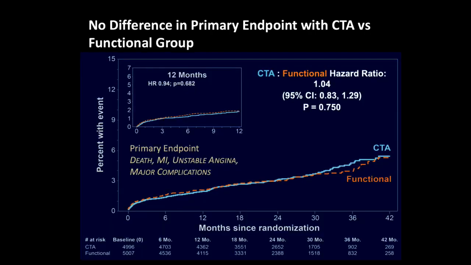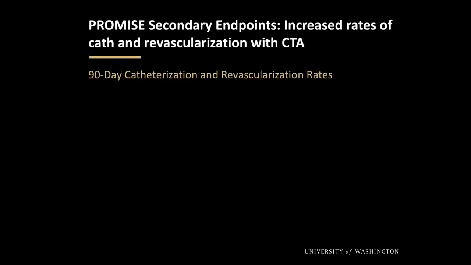So what did they find? Well, they found no difference in the primary endpoint, which was death, MI, unstable angina, or major procedural complications, really out to 3 years. And you can see the hazard ratio and the p-value there. Overall, there were low event rates in this trial, so just over 3% at about their median 2-year follow-up. I think an important secondary endpoint that they looked at was the rates of 90-day cath and revascularization. And I think it's important to keep this in mind.